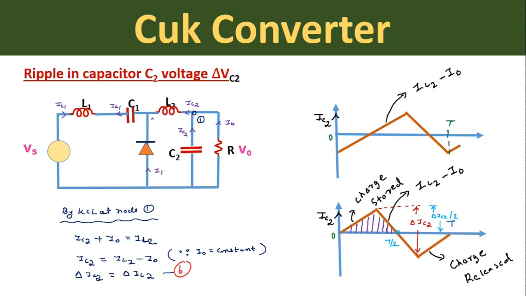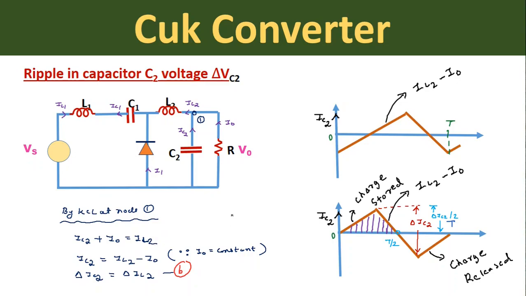Next derivation is ripple in capacitor 2 voltage del Vc2. For this we will take again the off period of the switch. That means during the off period, this is the circuit diagram of Chuk converter. If we apply KCL at this output node, node number 1, we will get IC2 plus I0 is equal to inductor 2 current IL2.